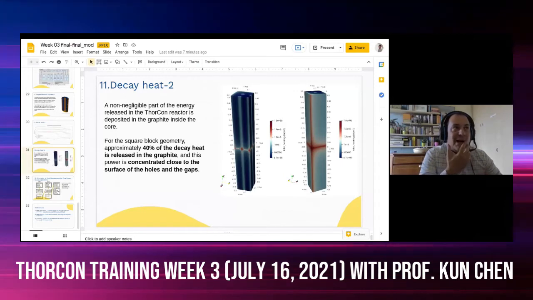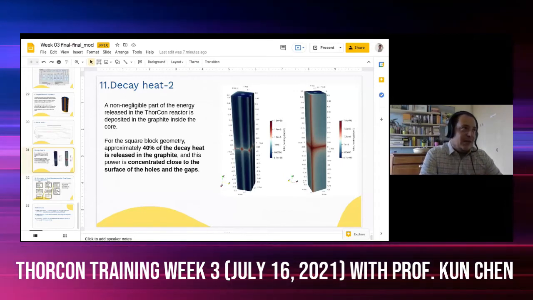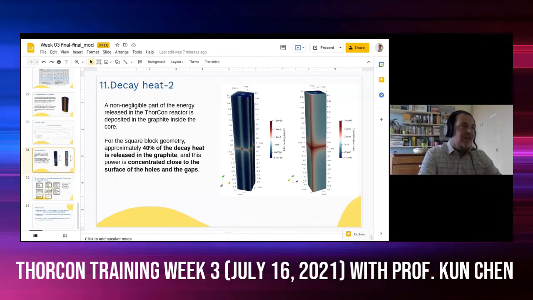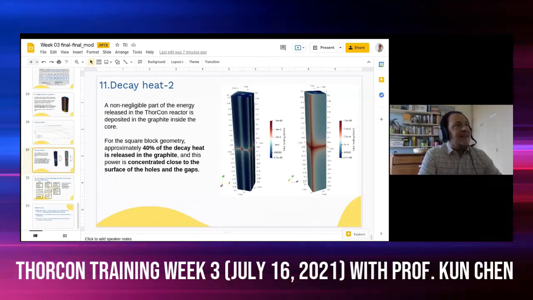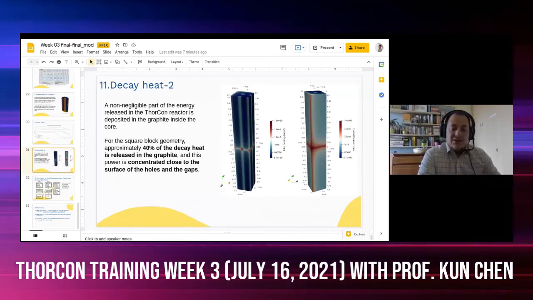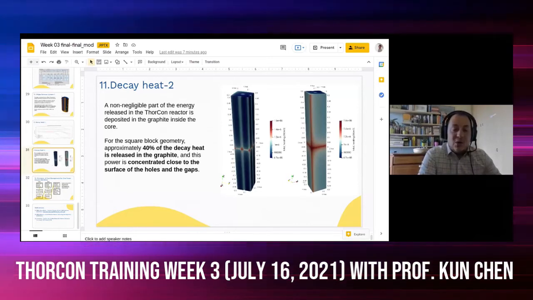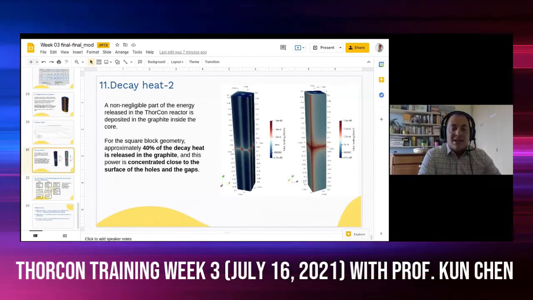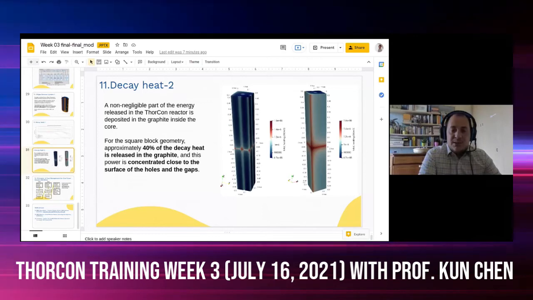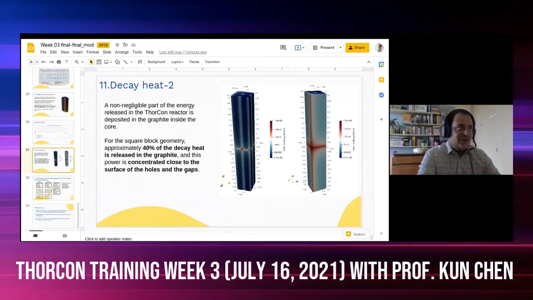Depending on the time after shutdown, the average energy of the emitted gamma changes significantly, but let's say that roughly up to 40% of the decay heat that is released in the core after shutdown does not go directly into the salt, but is released inside the graphite.